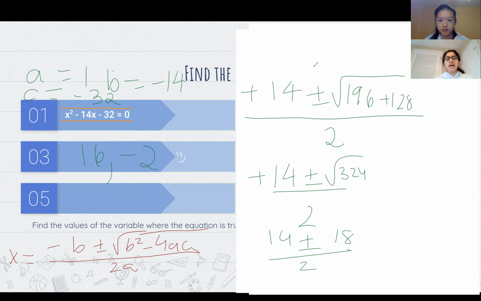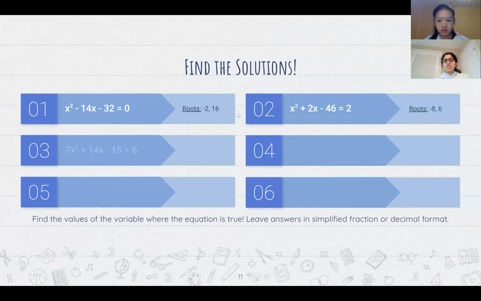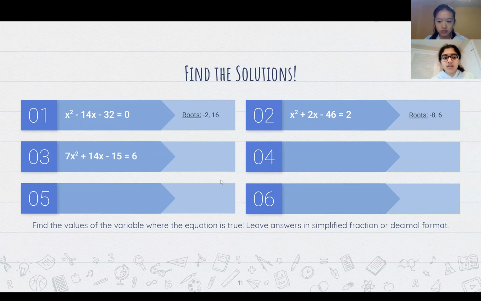So you could have solved this by factoring it also, like the way we learned last class. However, we're just teaching the quadratic formula right now. Okay. Does anyone have any questions? Okay, if not, we're going to do one more problem on the quadratic formula. Okay, so number 3. Find the solutions for 7x squared plus 14x minus 15 is equal to 6.